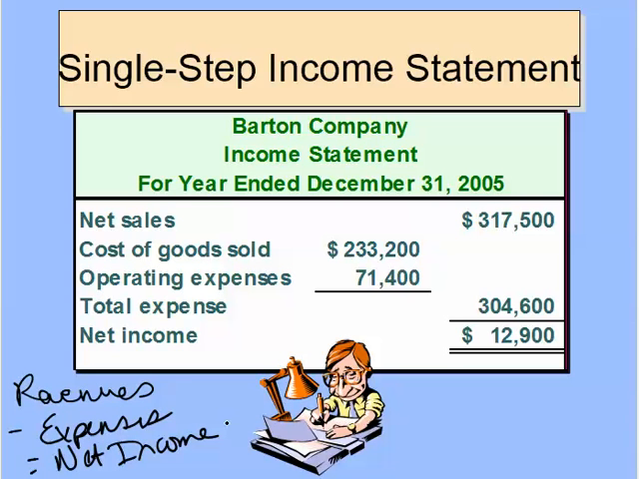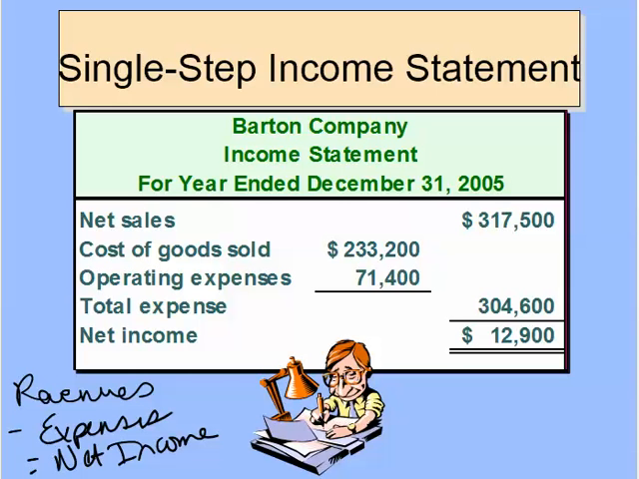So here's a general basic single-step income statement, is what we call it. Take your net sales minus our cost of goods sold and operating expenses. So our total expenses here were $304,600. Revenues minus expenses gives us net income of $12,200.